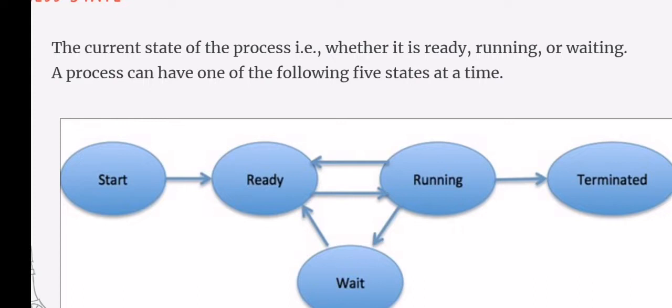And lastly, we have the terminated or exit state. When a process completes its execution or is terminated by the operating system, it is moved to the terminated state and awaits removal from the main memory. So those are the five different process states in an operating system.